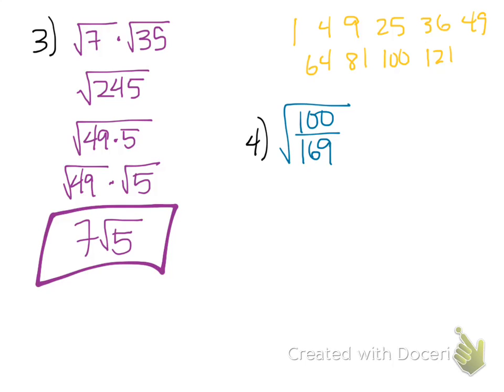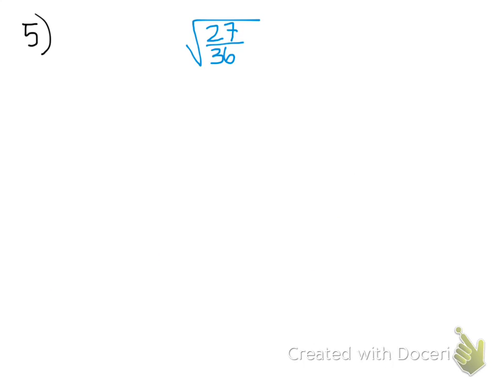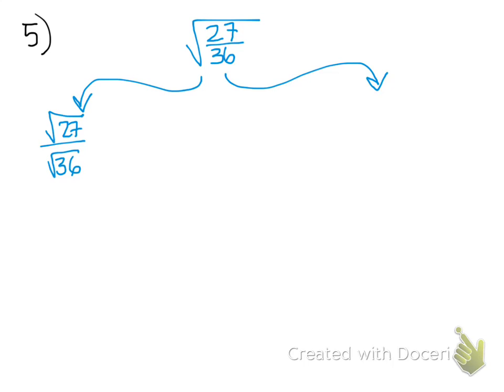Next example, the square root of 100 over 169. The square root of 100 is 10, and the square root of 169 is 13. I didn't actually write this as two separate square roots, but hopefully you get the idea that we could, and we just skipped one of those steps. Now this next problem we could actually do in two different ways. The first thing I'm going to show you, this is what you saw first, you could write it as the square root of 27 over the square root of 36.